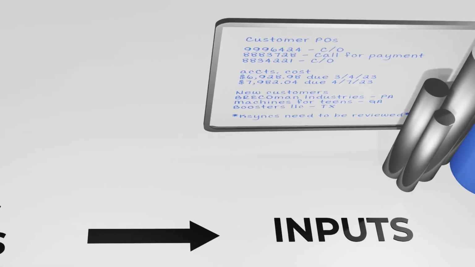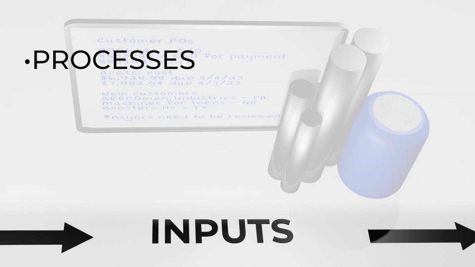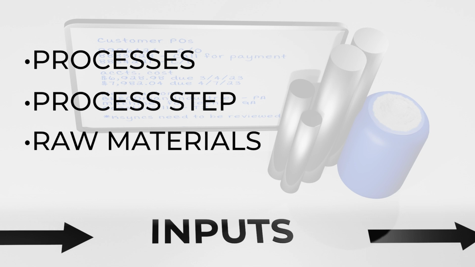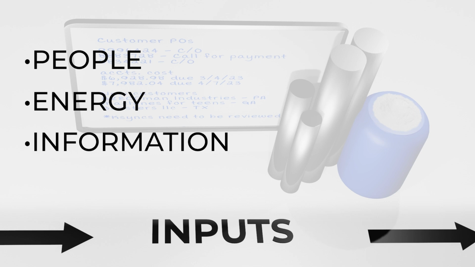Second is inputs. Inputs are resources used or needed to execute a process or a step in a process. For example, our raw materials such as the polyurethane and aluminum required to make our products are inputs. Inputs can also be resources such as people, energy, or information.